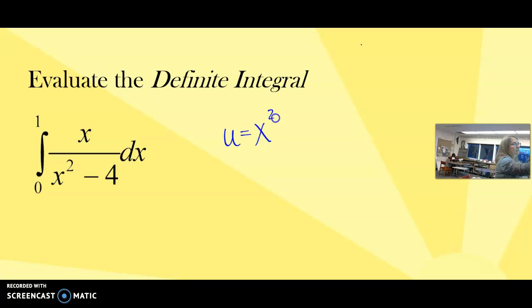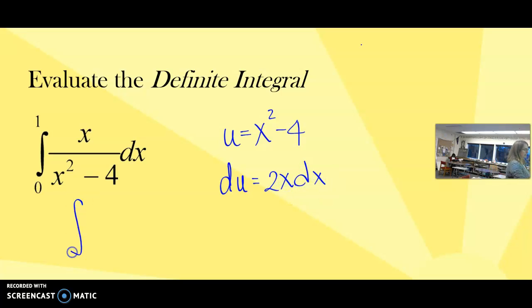Hopefully you're seeing that x squared minus 4 almost has the derivative here. If I let u equal x squared minus 4 and then I find du, it's equal to 2x dx. Well, I can split this up here, and notice that this is a definite integral. I can write this as 1 over x squared minus 4, and then move the x over, because if I multiplied back through, I'd get what I started with.